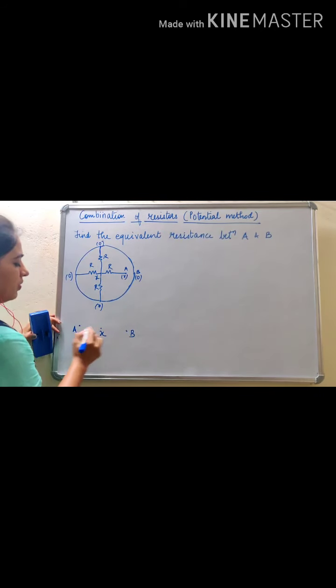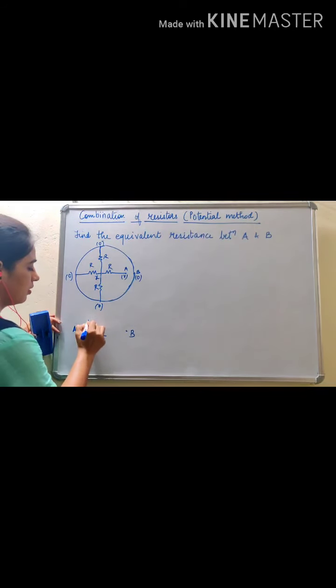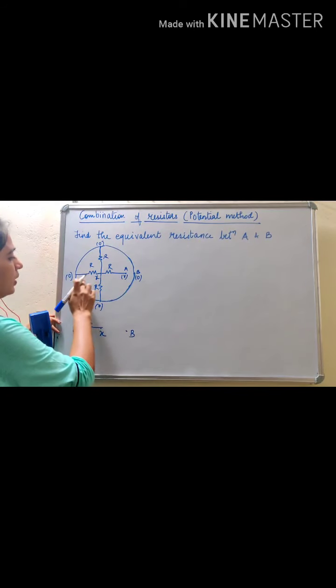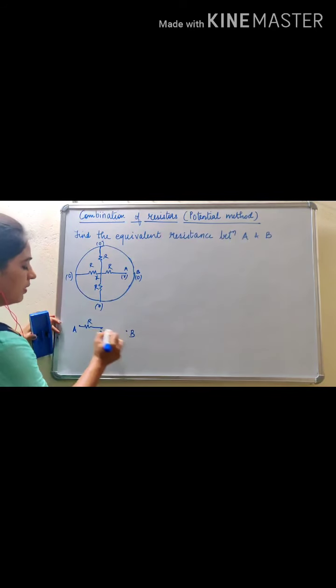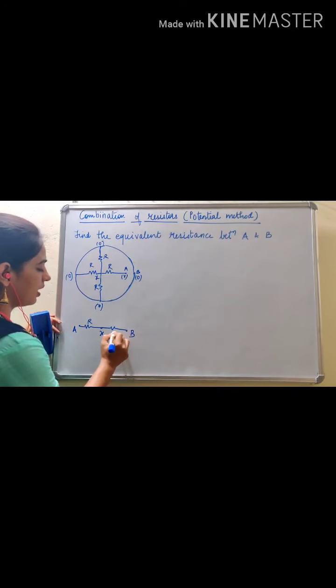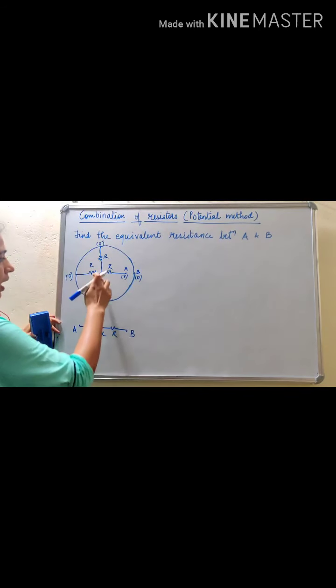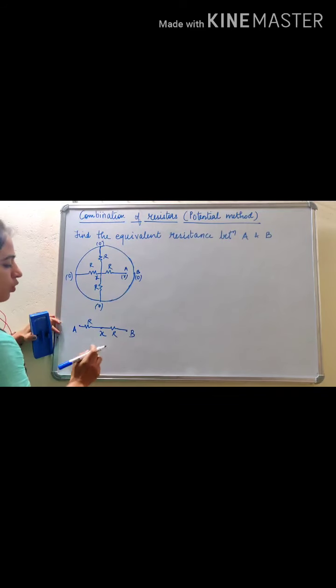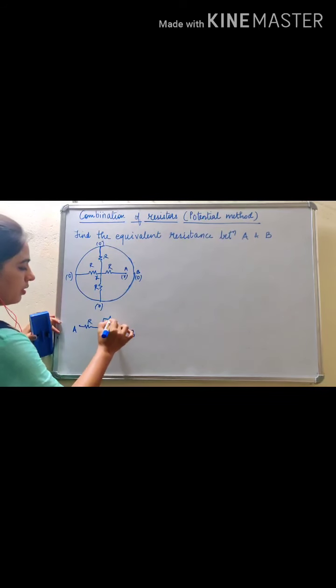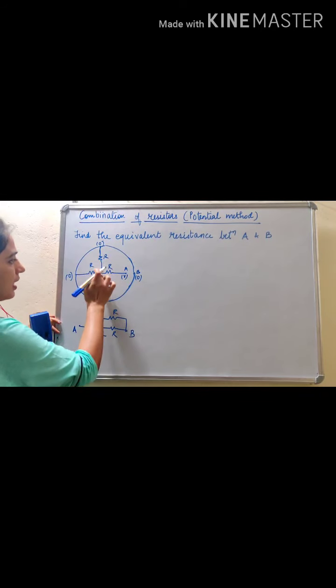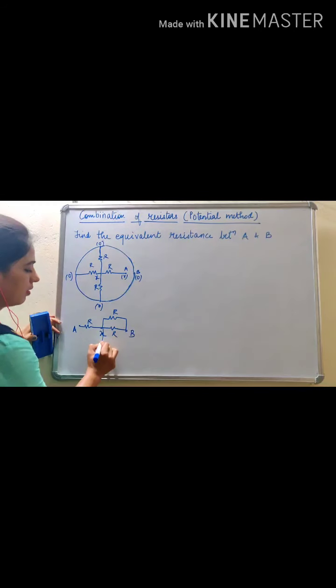Between A and X we have R. Okay, between 0 and X we have R. That means between B and X we have R. Okay, and again between X and 0 we have R.